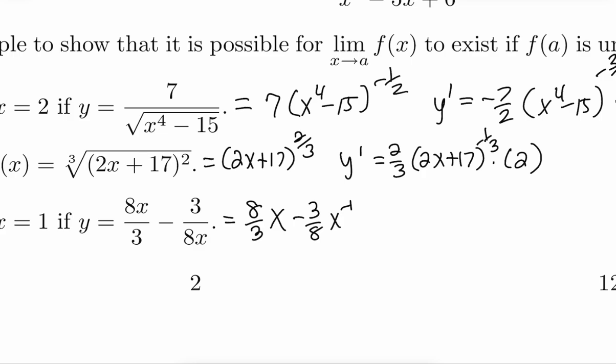Now do the derivative. So the derivative for this one, 8/3 x is just 8/3. Remember, the constant on x is just the constant when you take the derivative. Power drops down in front, so that's going to become a positive 3/8 x to the negative 2.